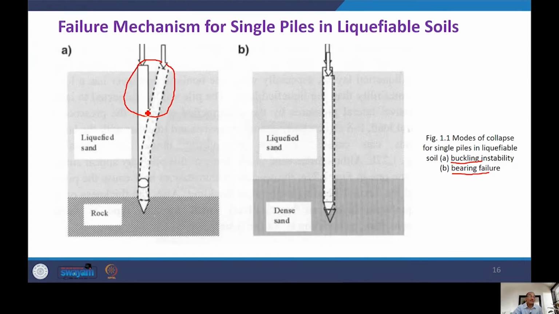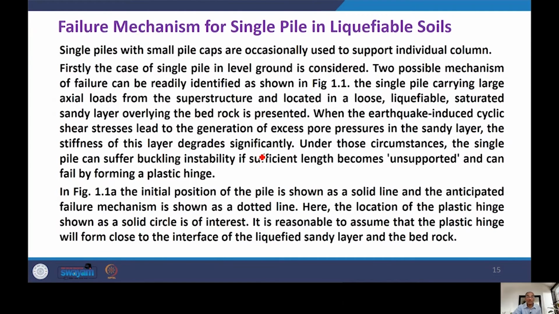Support of the soil is not available to the pile. As a result, the pile moves in the right-hand direction and it gets buckled. So this is the unsupported length. The initial position of the pile is shown, as we already discussed, and the dotted line is showing the anticipated failure mechanism. Here one needs to understand the location of the plastic hinge shown in this case.